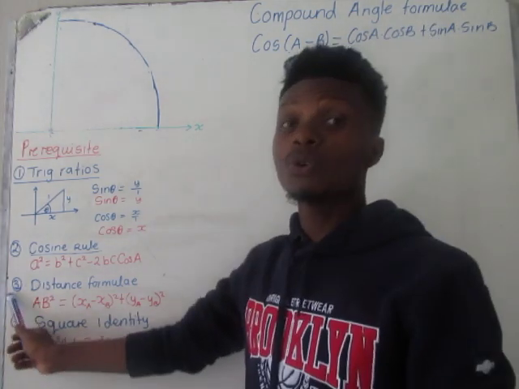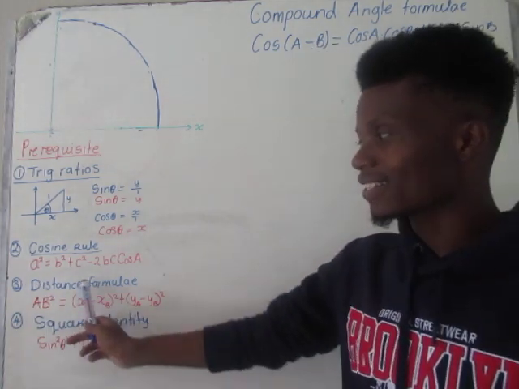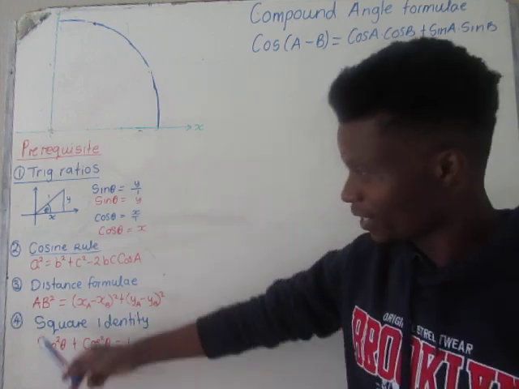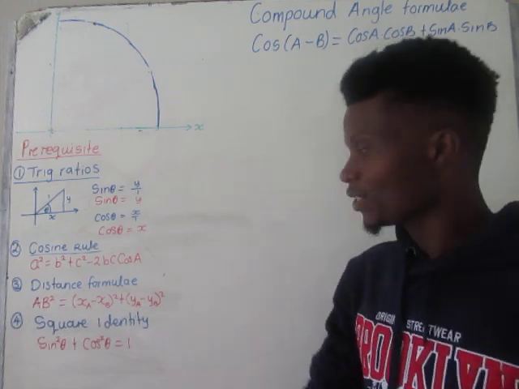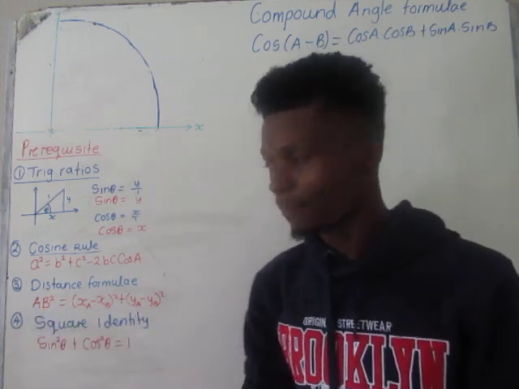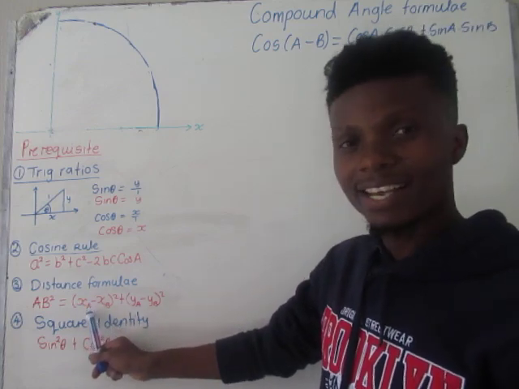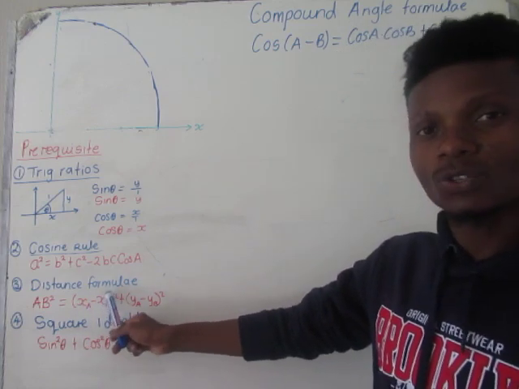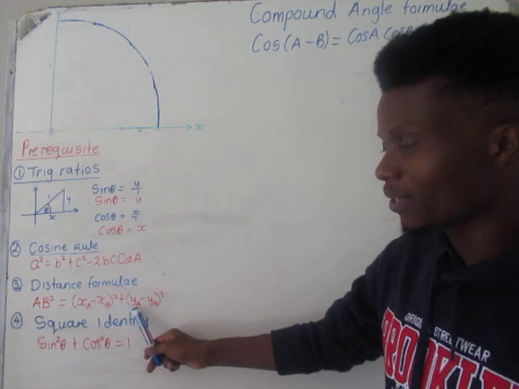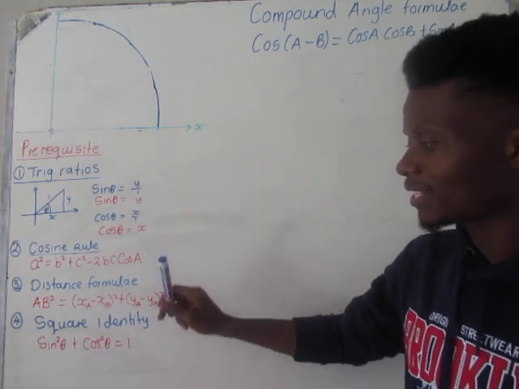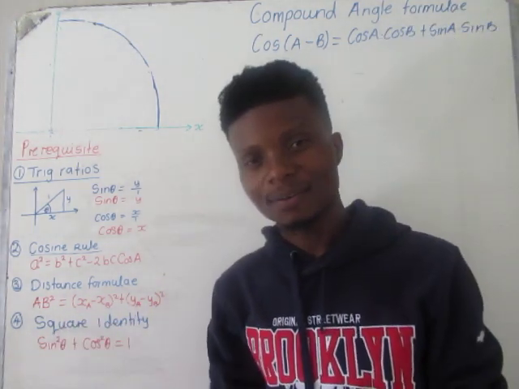You should also be able to use the distance formula. That means if you have two points A and B and you want to calculate the distance between them, you take the x-coordinate of A minus the x-coordinate of B, squared, plus the y-coordinate of A minus the y-coordinate of B, squared. Then this is the distance formula.